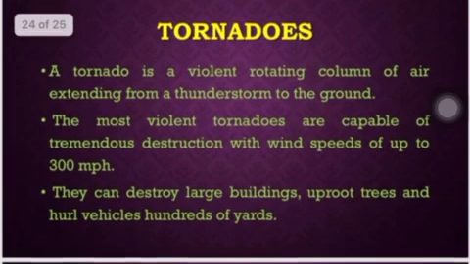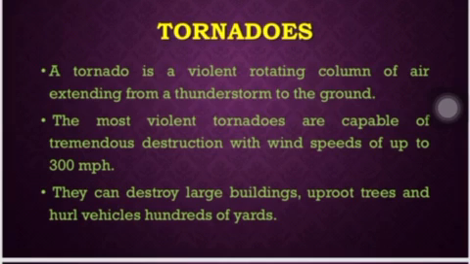Next is tornadoes. A tornado is a violent rotating column of air extending from a thunderstorm to the ground. The most violent tornadoes are capable of tremendous destruction with wind speeds of up to 300 mph. They can destroy large buildings, uproot trees, and hurl vehicles hundreds of yards.